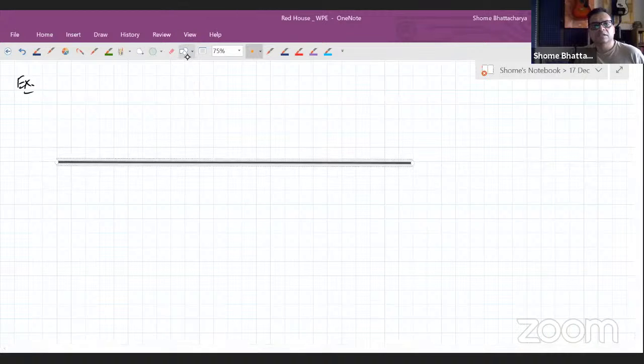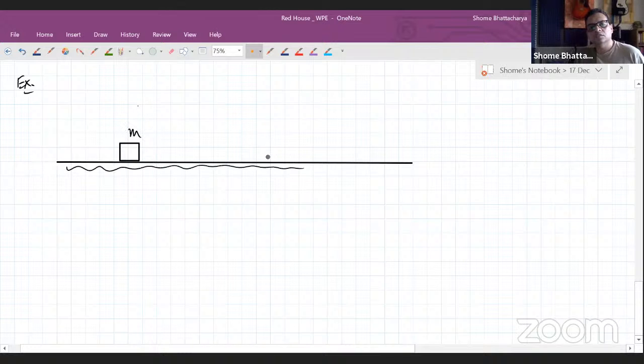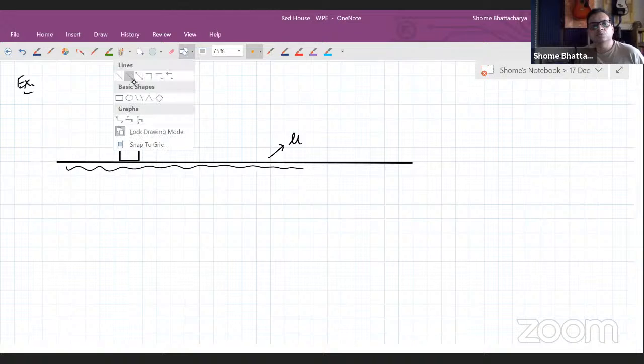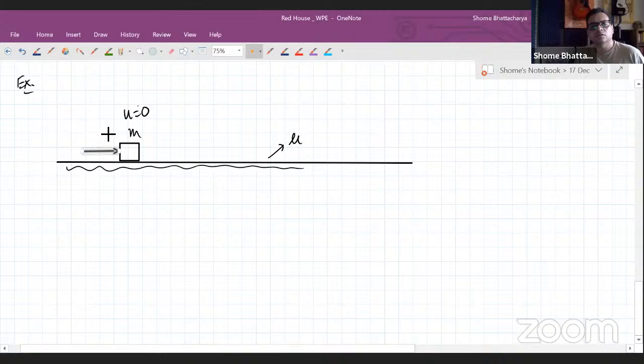So what's happening here is that we have a block of mass m, which is on a rough surface of coefficient of friction mu, and it is initially at rest. Now what we do is we start pushing this with an external force which is variable but horizontal.